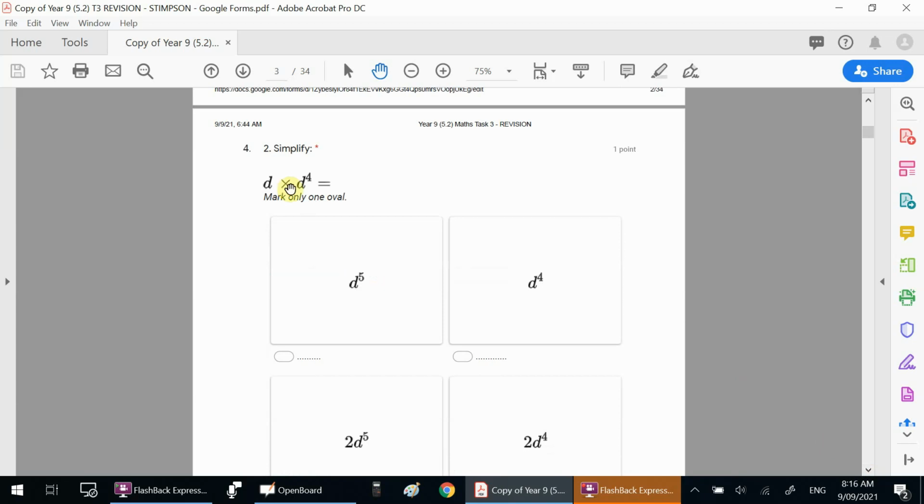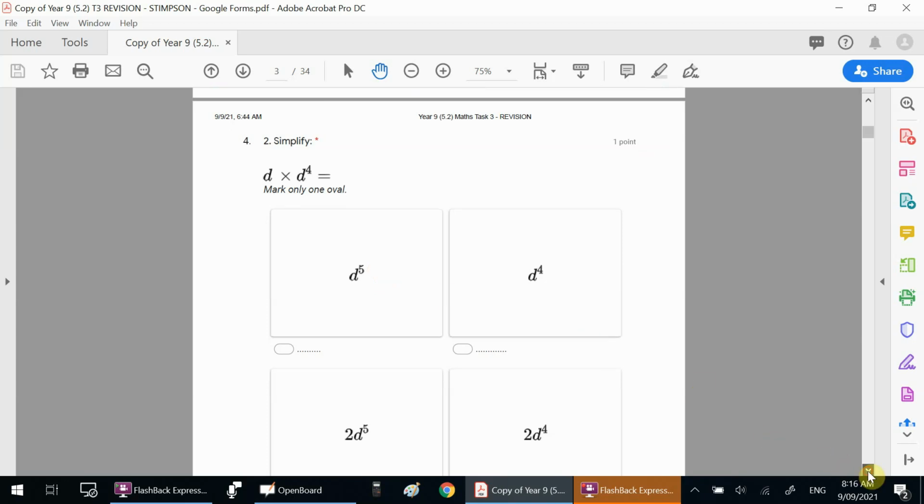This one, same deal applies, same base, multiplying, so we add the powers. That's d to the power of 1, d to the power of 4, 1 plus 4 is 5. There's your answer for that one.